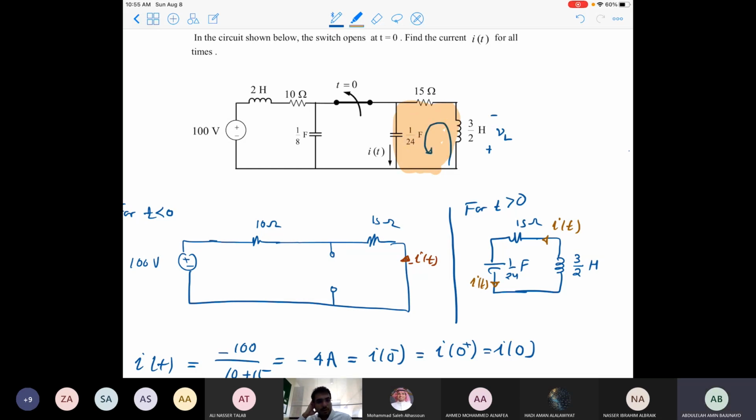This is the loop that we're trying to apply KVL at. If you're saying they're equal, it means that there is no current flowing through the resistor.